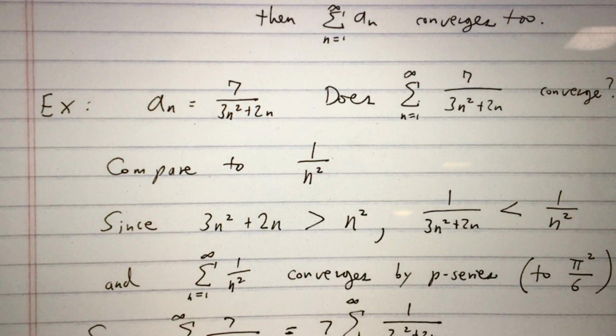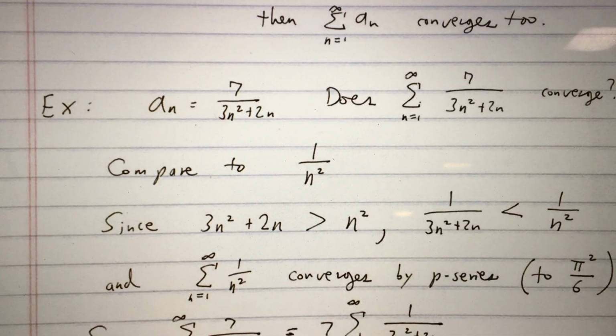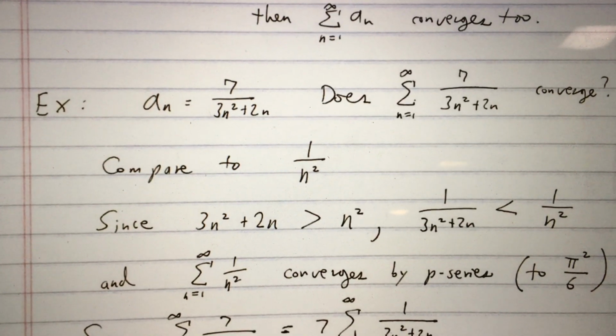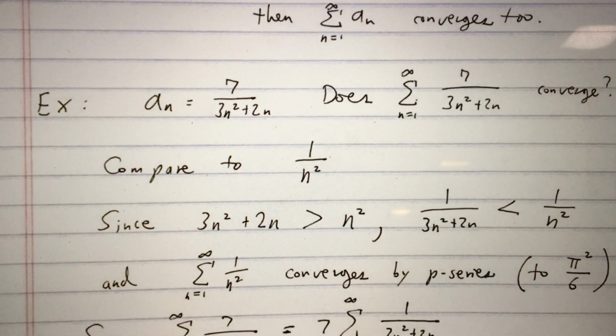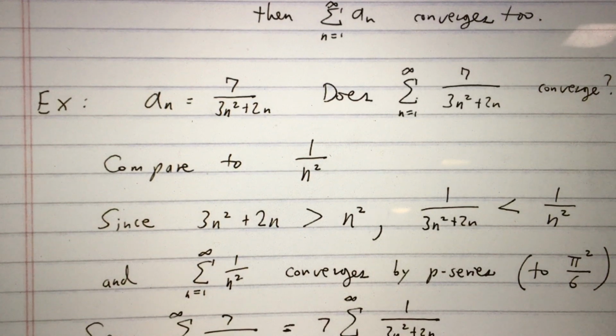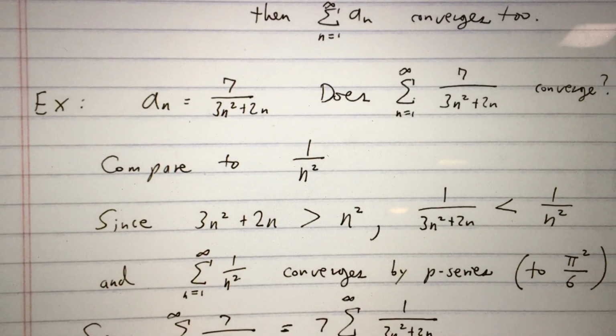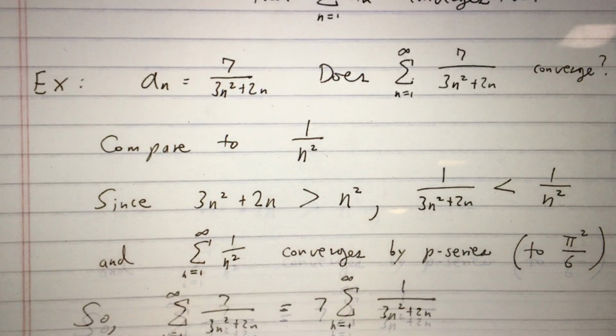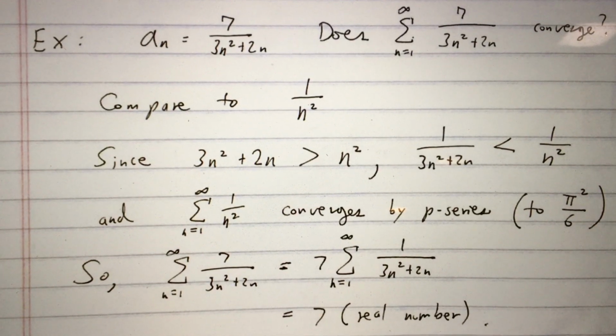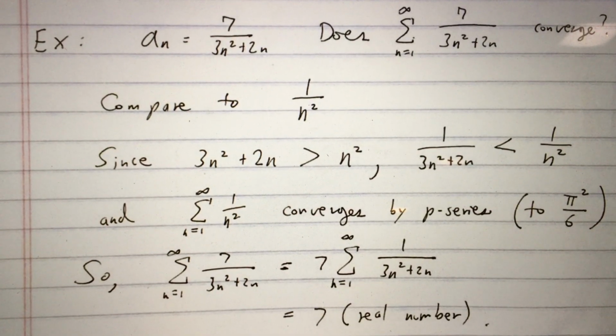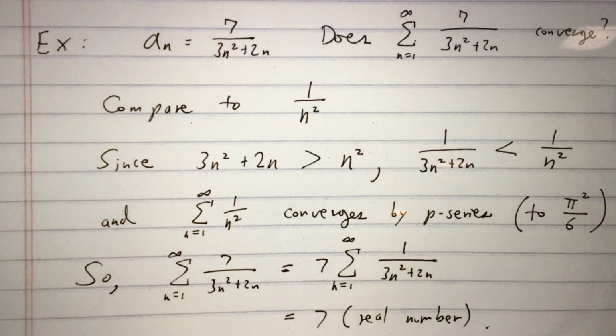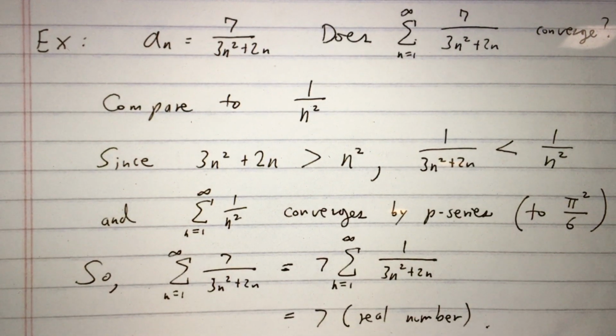And we know that 1 over n squared, the summation converges by the p series. It actually converges to pi squared over 6, if you want to know what value that turns out to be. That was proven by Euler. Then, now we know that the summation of 7 over 3n squared plus 2n does converge.